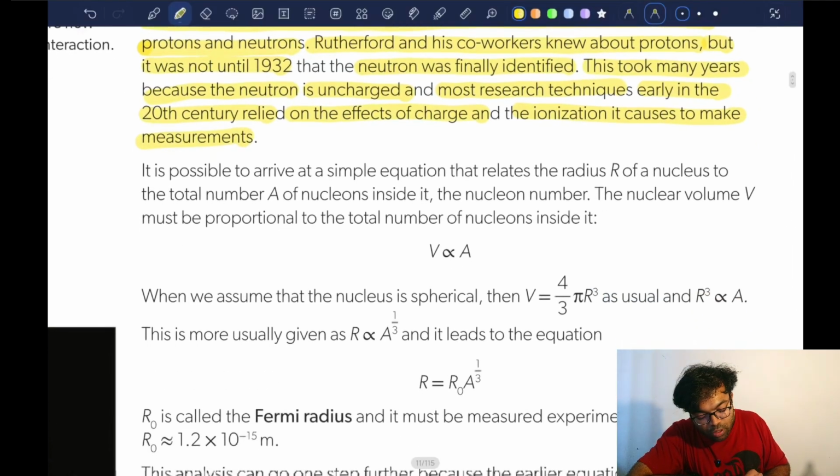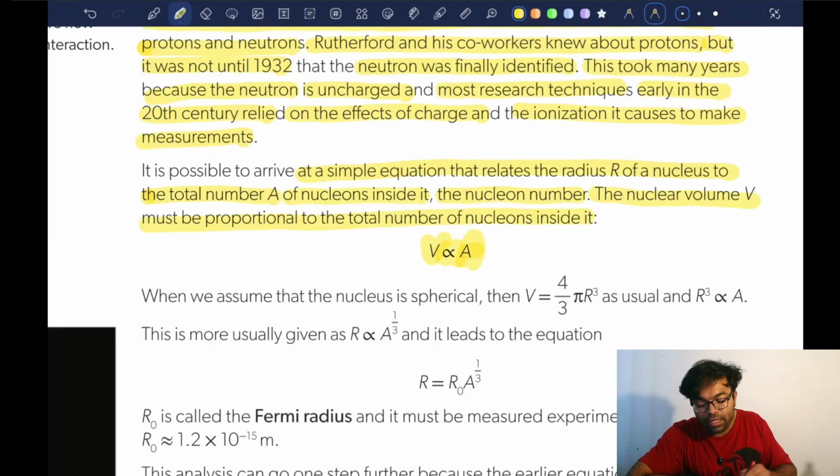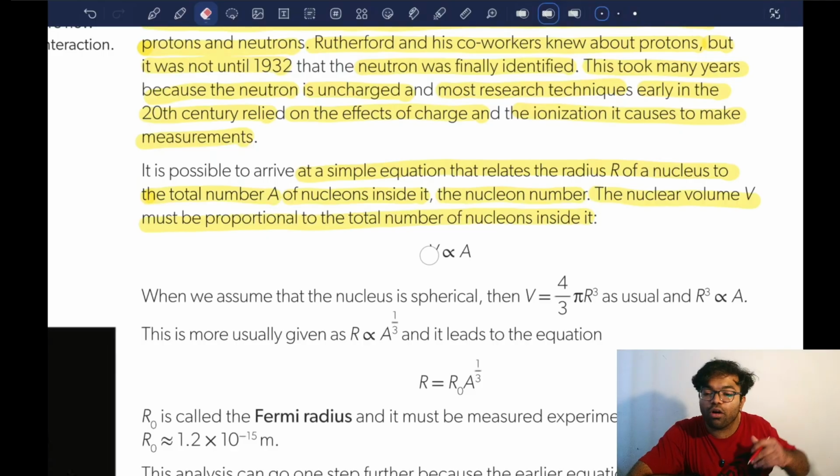Now, it is possible to arrive at a simple equation that relates the radius of the nucleus to the total number A of nucleons inside it, the nucleon number. The nuclear volume V must be proportional to the total number of nucleons, as the volume is directly proportional to A. As the number of nucleons increases, the size of the nucleus also increases.